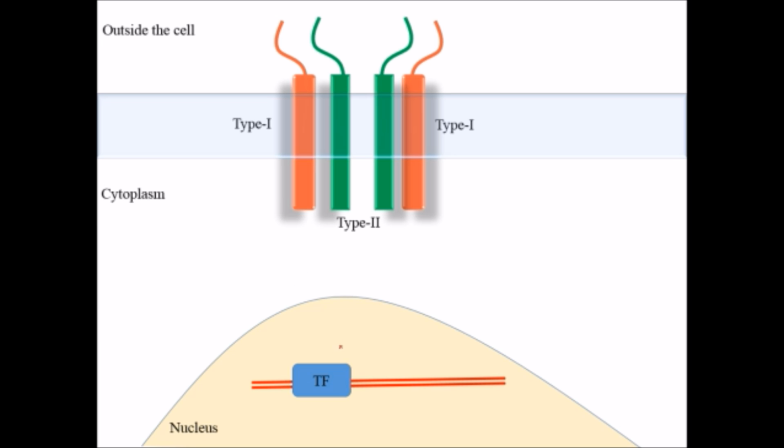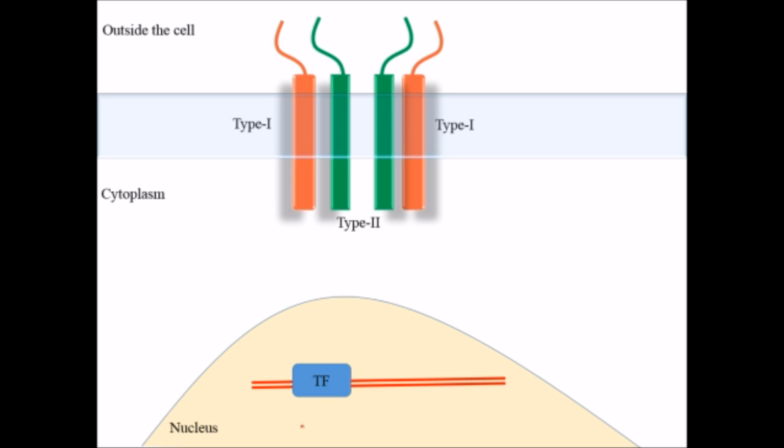Now, I have discussed type 1 and type 2 receptors. Then what are type 1 and type 2 receptors? This is the type 1 receptor. I have represented it with the red color, and type 2 with the green color. This is the outside of the cell, the cytoplasm, and the nucleus, where the chromatin or the DNA fragments are, where the transcription factor is, and it will not lead to the synthesis of its messenger RNA until it is regulated. So for its regulation, what happens?